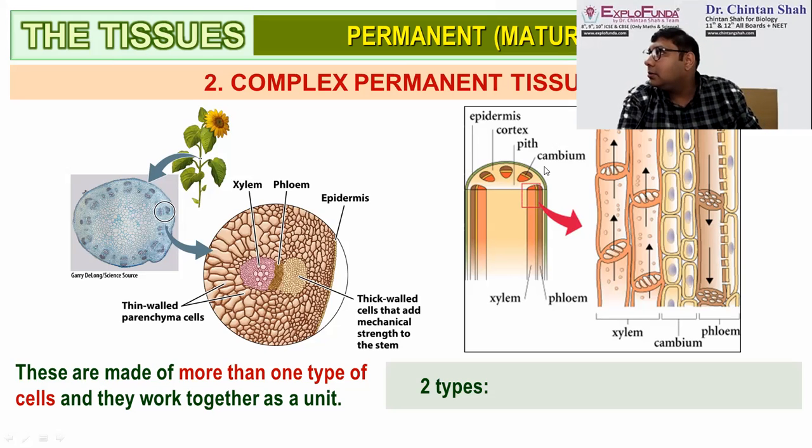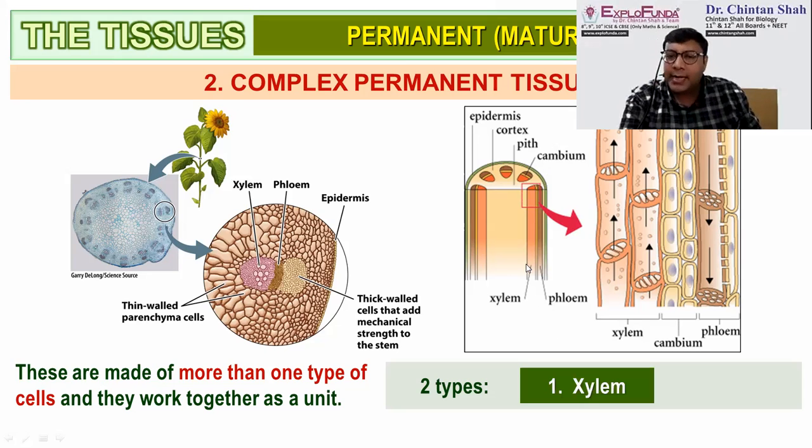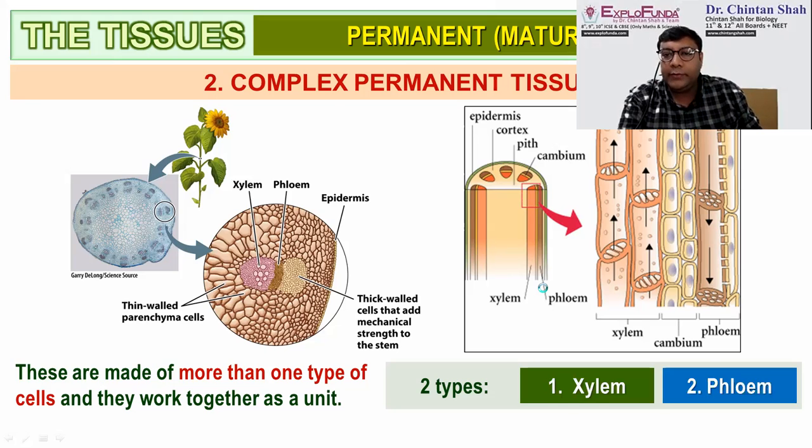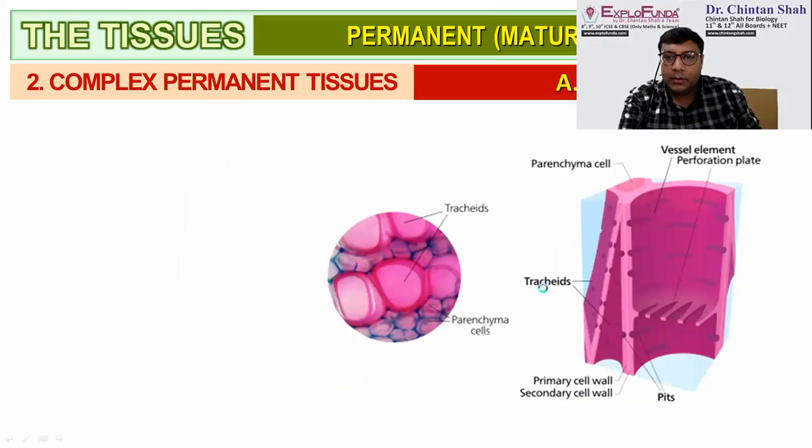Okay. Are you getting it? The two types are xylem and phloem, and let's go through both of them one by one. So let's start first with the xylem.